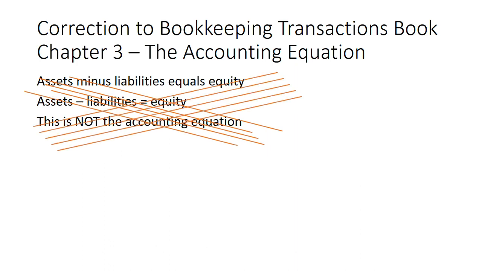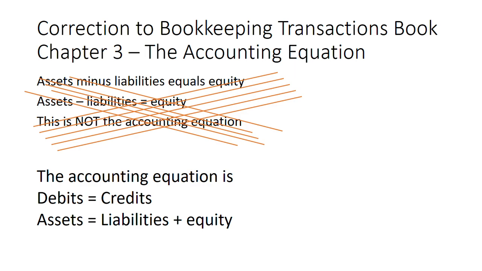So you may as well take a line and draw it through your chapter 3 of the Bookkeeping Transaction book. What is the accounting equation? The accounting equation is assets equals liabilities plus equity, debits equals credits. That's the accounting equation, and that's what you will see in every example when you test this and Google who is right. The accounting equation is assets equals liabilities plus equity, debits equals credits.